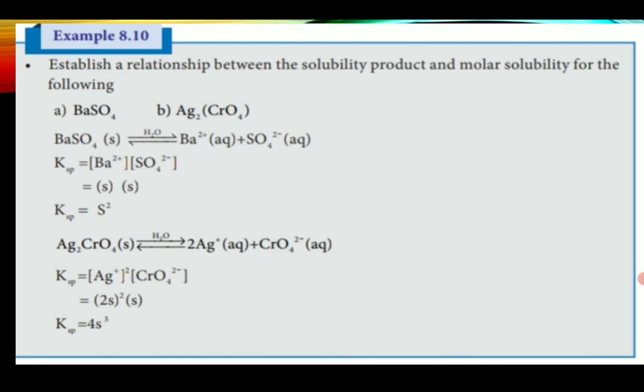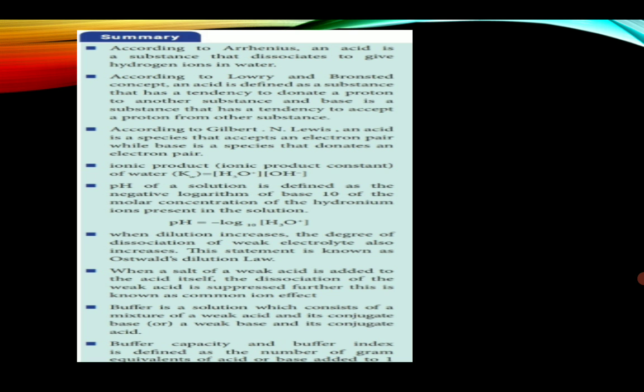In the last example, the relationship is given for barium sulfate and silver chromate. The exercise is also there, please go through. And finally, when we summarize this entire chapter, all the laws are given. Arrhenius equation.